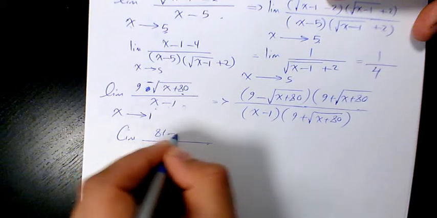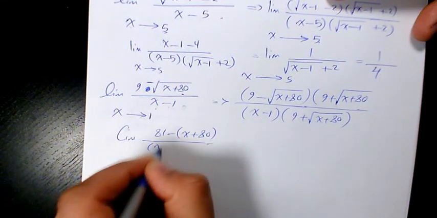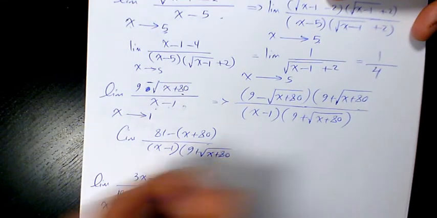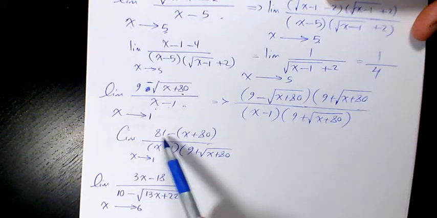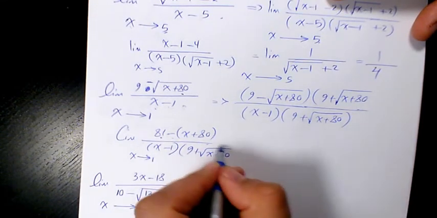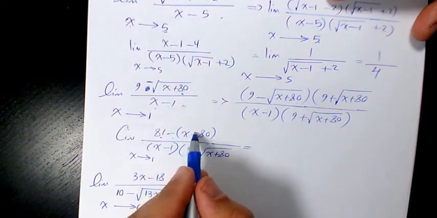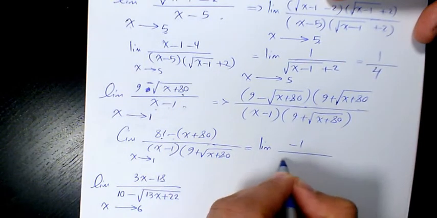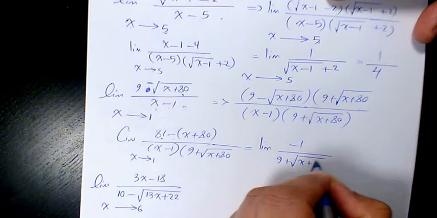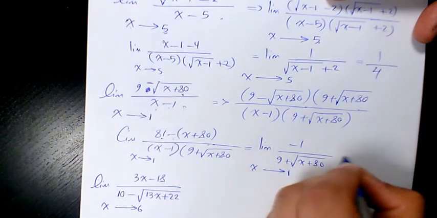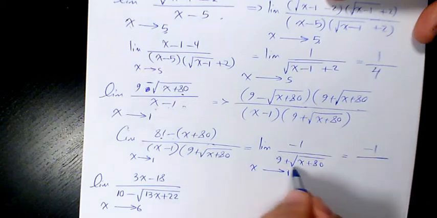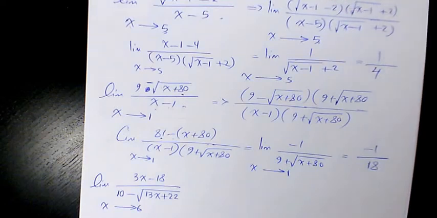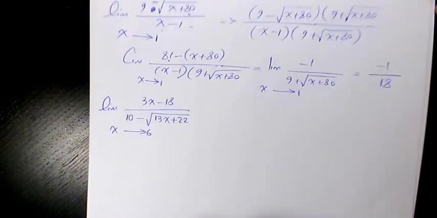That's going to be 81 minus x plus 80 over x minus 1, times 9 plus square root of x plus 80, when x is approaching 1. So now 81 minus 80 is going to be 1, so it's going to be 1 minus x. 1 minus x divided by x minus 1 is going to be negative, so it's going to be the limit of negative 1 over 9 plus square root of x plus 80 when x is approaching 1, which is going to be negative 1 over 9 plus square root of 81 is 9, so 9 plus 9 is going to be 18, so that's negative 1 over 18.